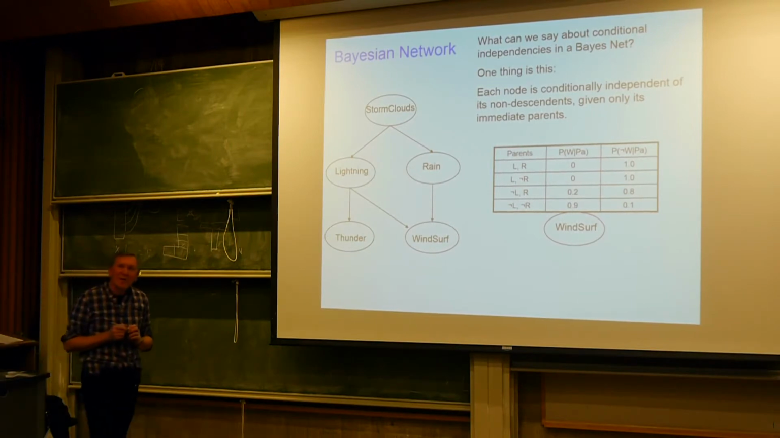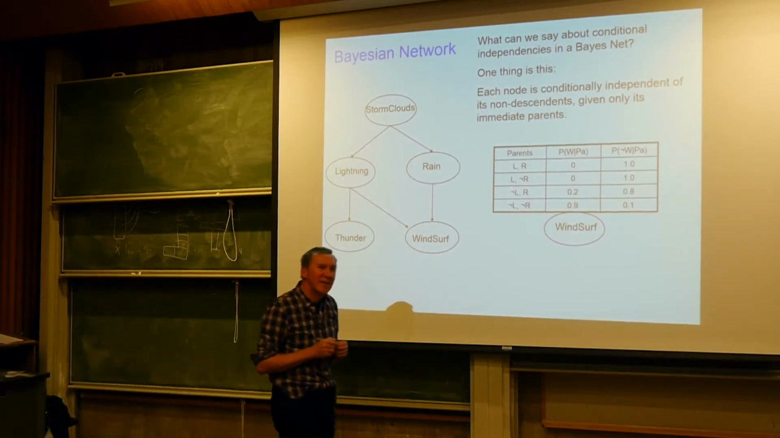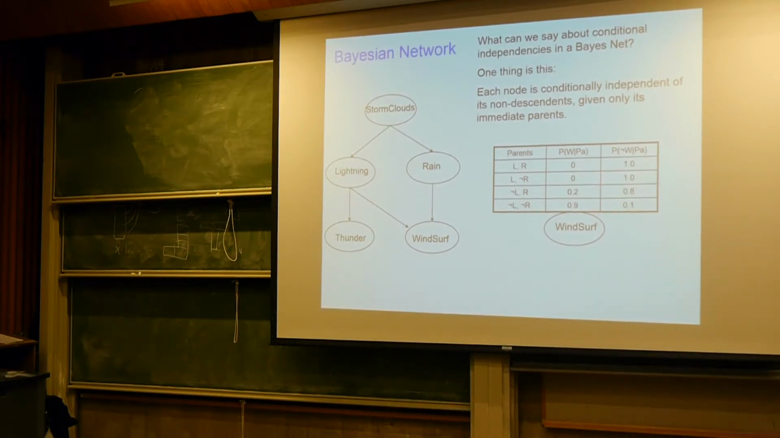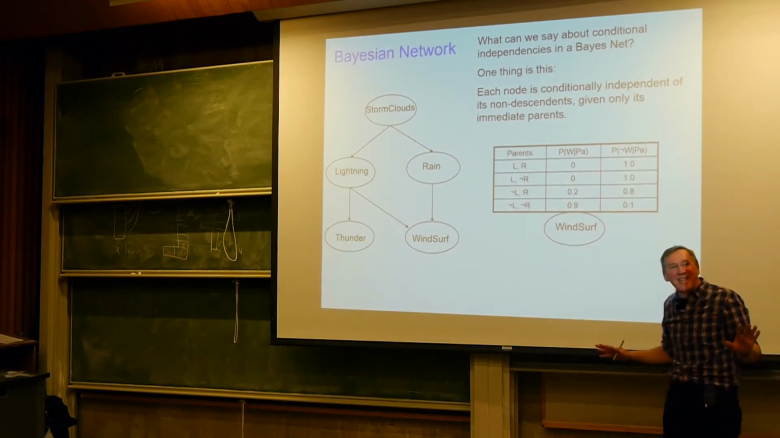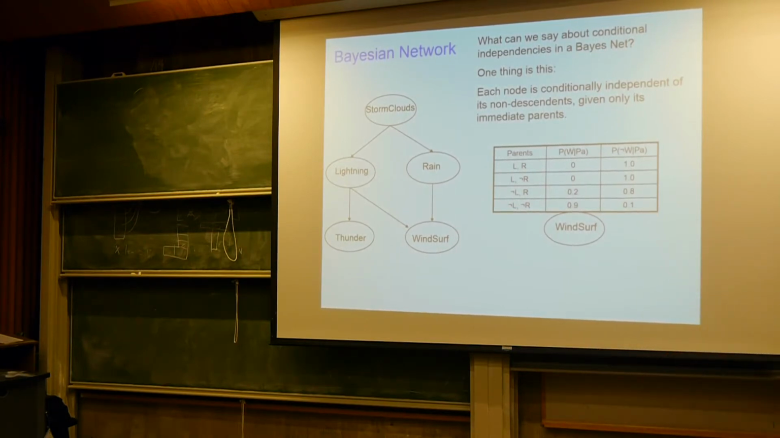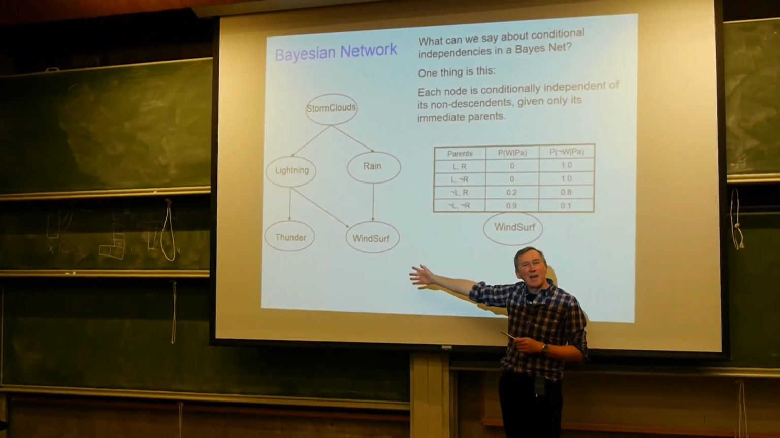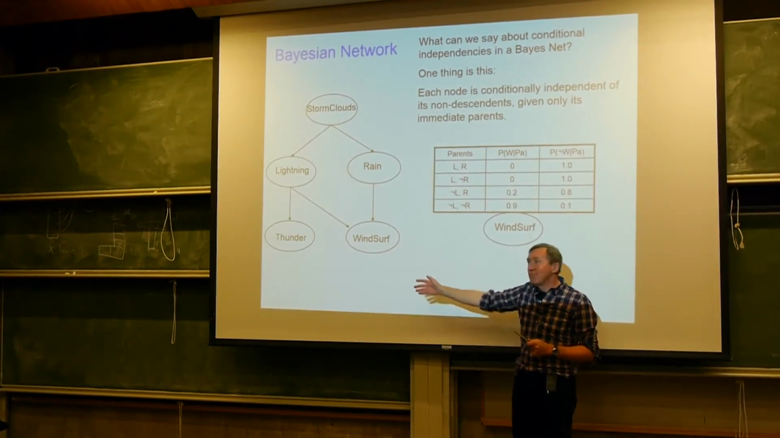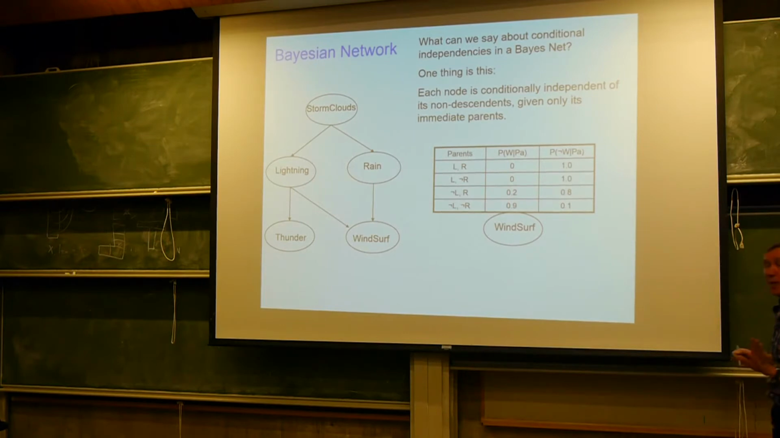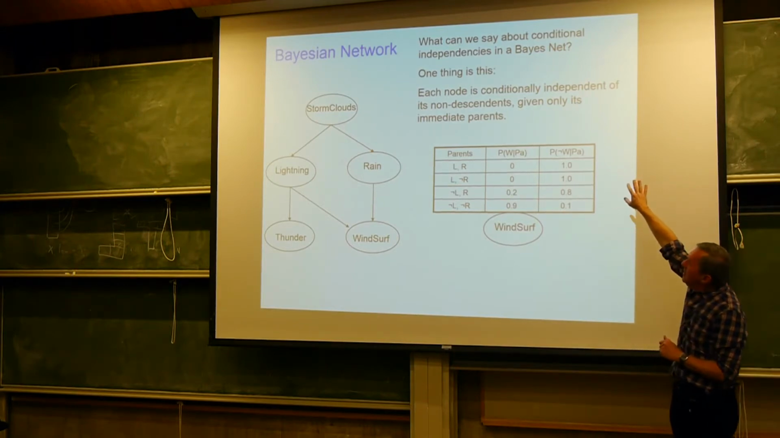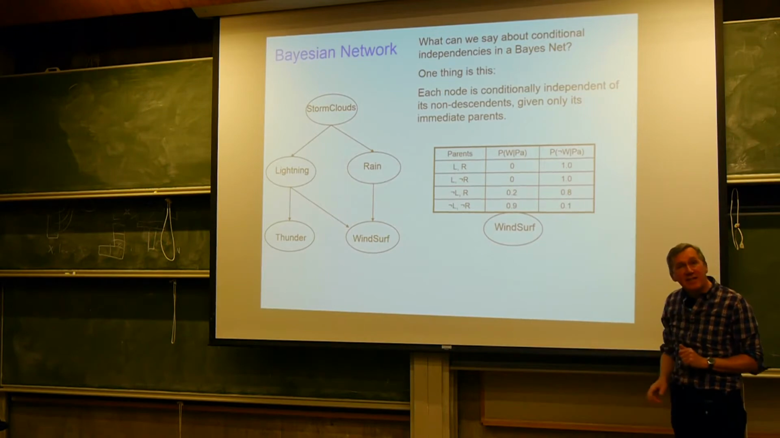Okay, what can we say about conditional independence here? So I said that Bayes nets were nice because they're a way of easing off the draconian conditional independence assumptions made by naive Bayes. It's true. But that leads to the question, well then, what are the conditional independence assumptions implied by this graph? So one way, there are a couple ways of looking at this, but for now I'll just give you one important rule. We can say this: each node is conditionally independent of its non-descendants given only its immediate parents.